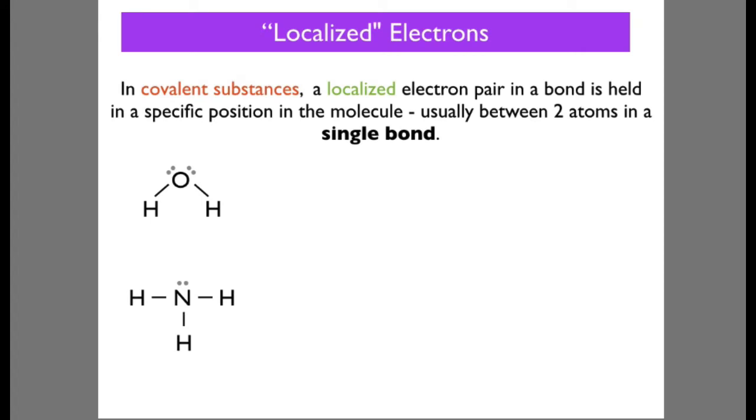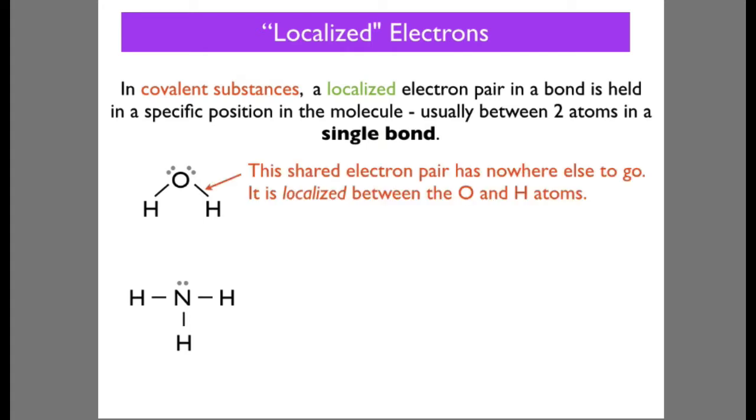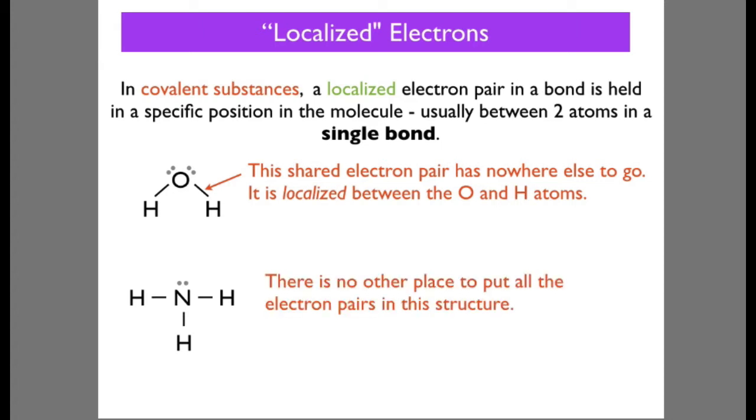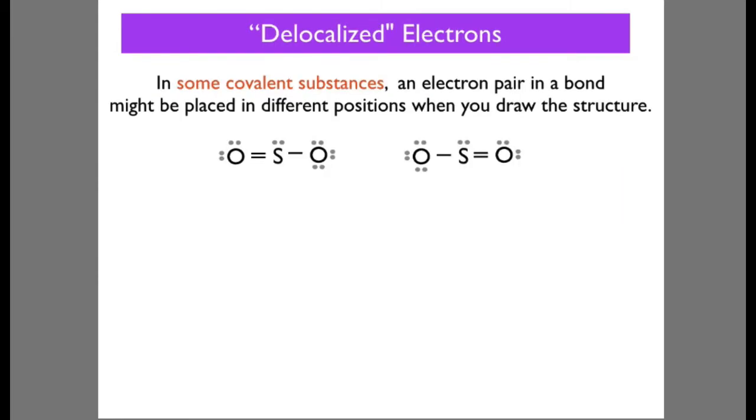In covalent substances, a localized electron pair in a bond is held in a specific position in the molecule, usually between two atoms in a single bond. You can see here, this shared electron pair has nowhere else to go. It is localized between the oxygen and the hydrogen atoms. There is no other place to put all the electron pairs in this structure. All the electron pairs are localized.